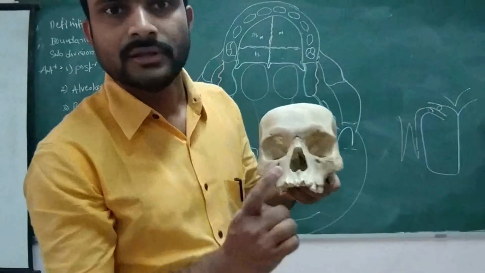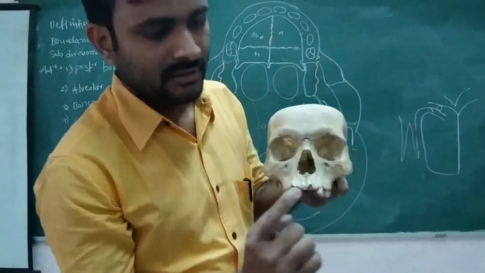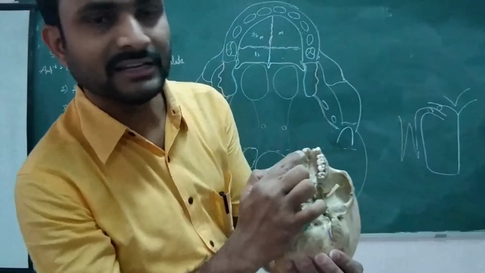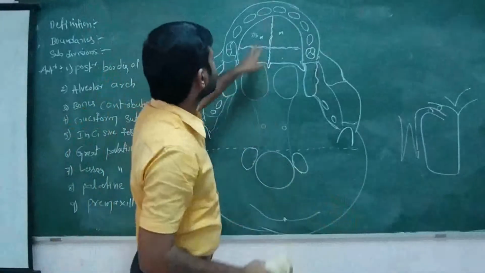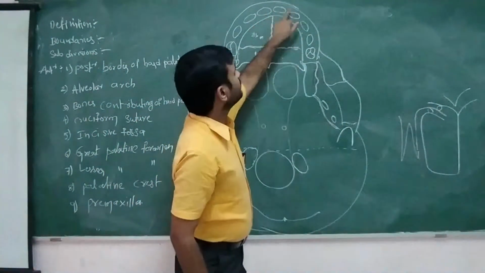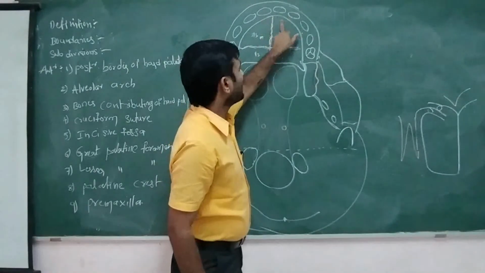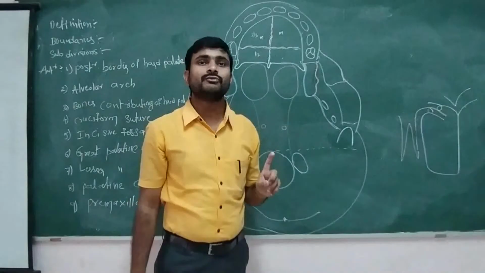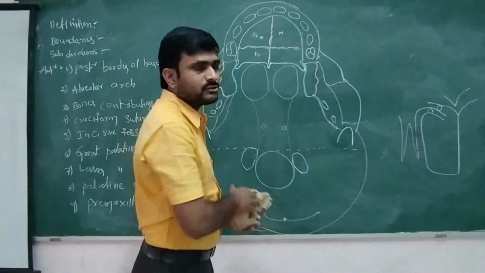See here, these are the incisor teeth. Here the incisive fossa is present above the incisor teeth. In the same way, on the inner side also, where the incisors are present, 1, 2, 3, 4, we have a fossa. That fossa is called the incisive fossa.